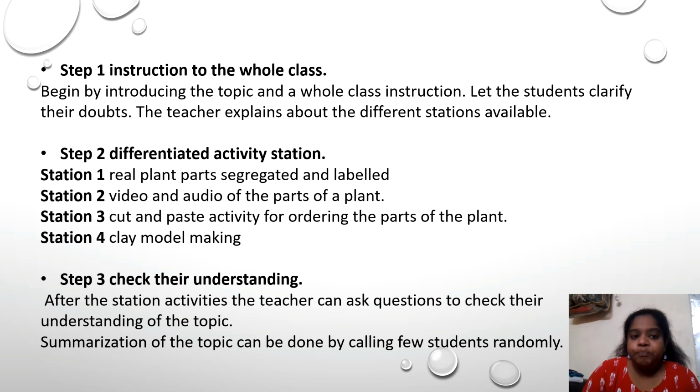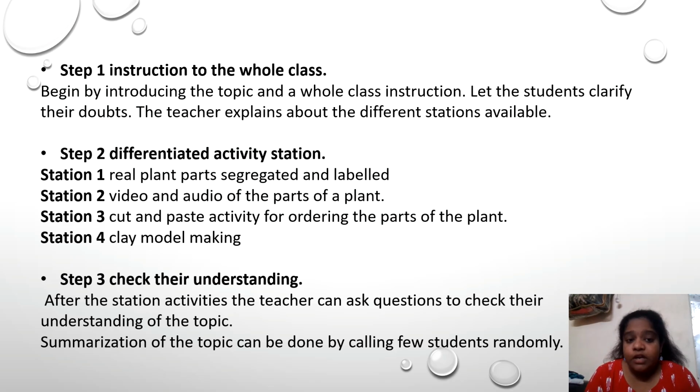So step 1, instruction to the whole class. I will be beginning by introducing the topic with a whole class instruction. Let the students clarify their doubts. Teacher explains about the different stations available for them to visit.